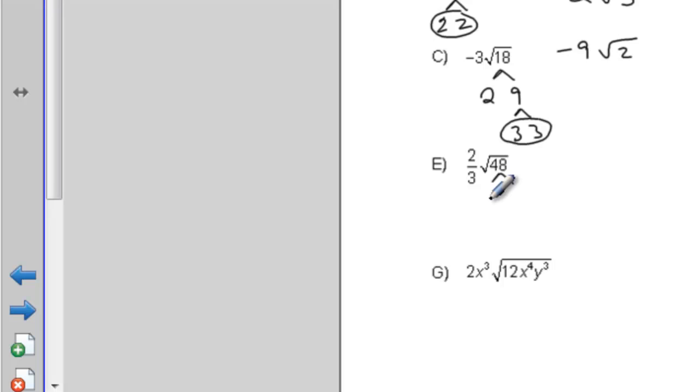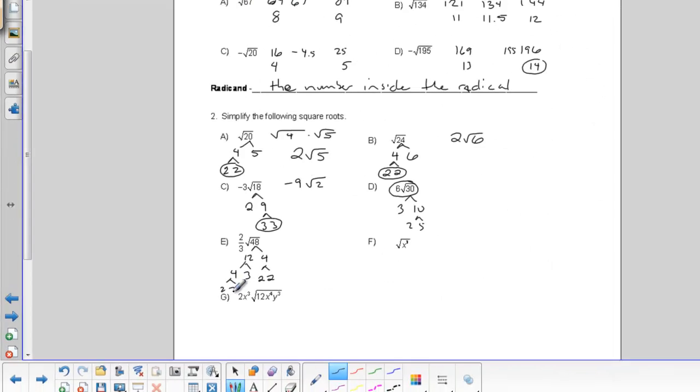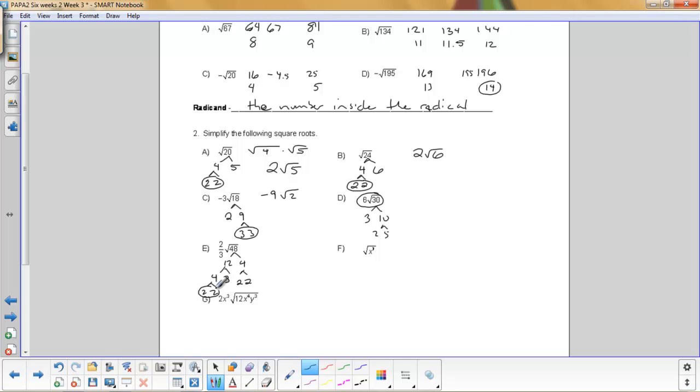48 breaks down into 6 and 8, or 12 and 4, we can do that. Always look for your perfect squares. 12 and 4 breaks down to 2 and 2. And 12 breaks down into 4 and 3. Always look for those perfect squares. 2 and 2. This time you don't have a single pair of 2's that comes out. You have 2 that will come out.